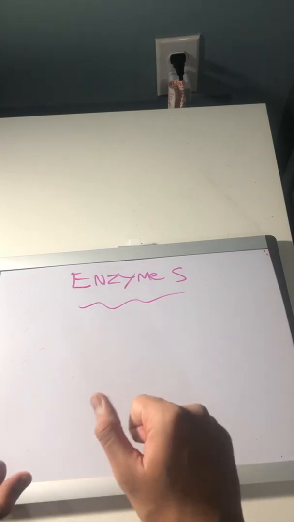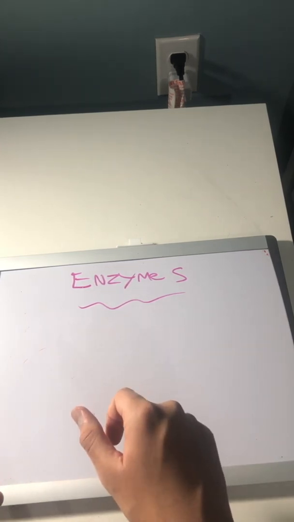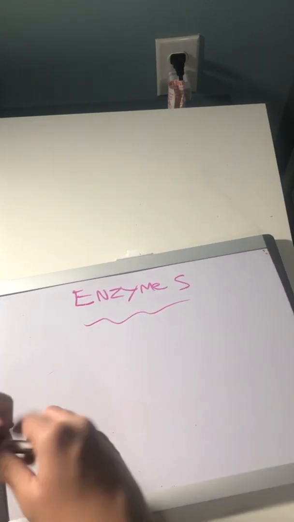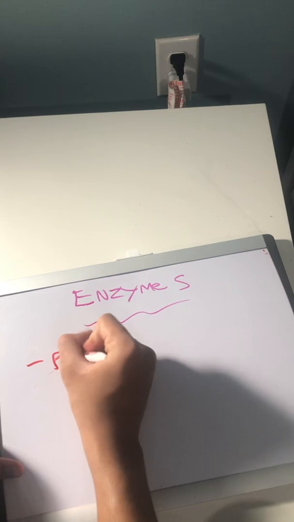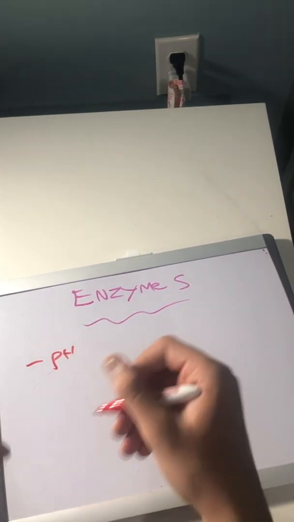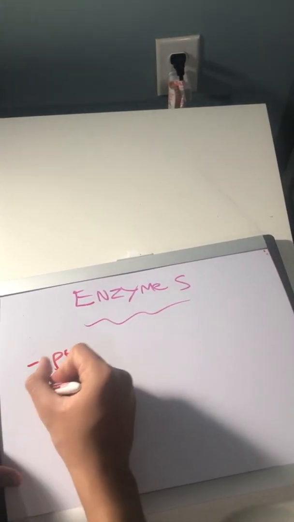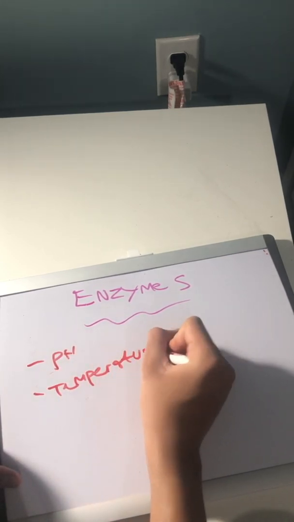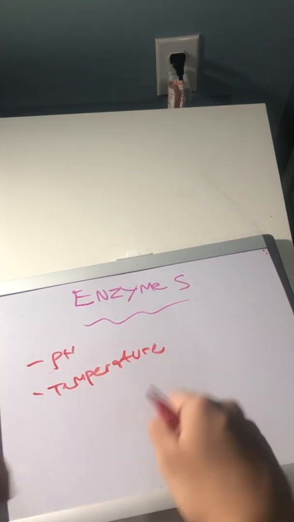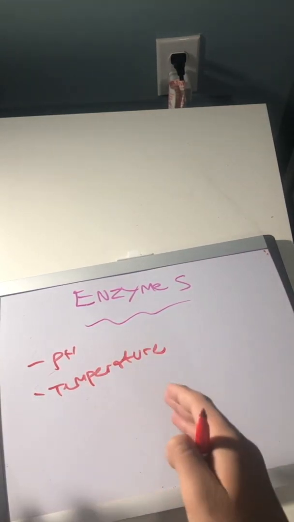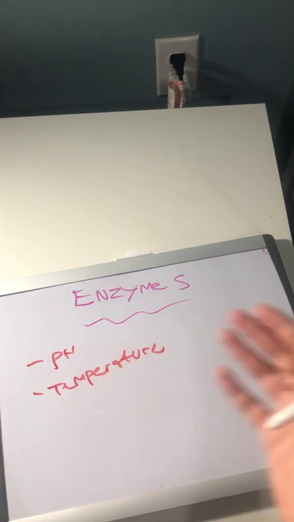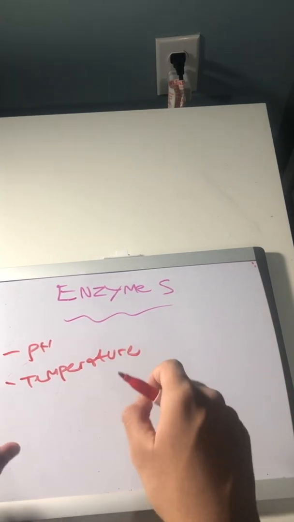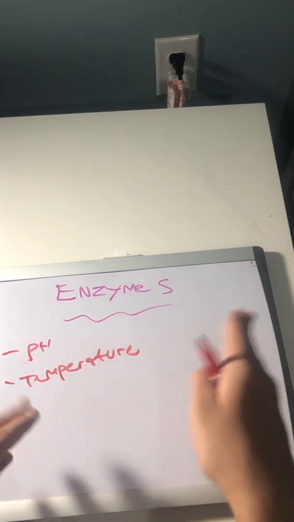There are a lot of factors that could affect the function of enzymes. Firstly, the pH affects how enzymes function. The temperature, the external or internal temperature, basically shows what functions the enzymes are open to. Because if the temperature is too cold or too hot, enzymes cannot function. However, the ideal temperature for human enzymes is 37 degrees.